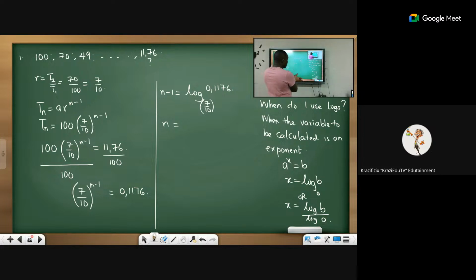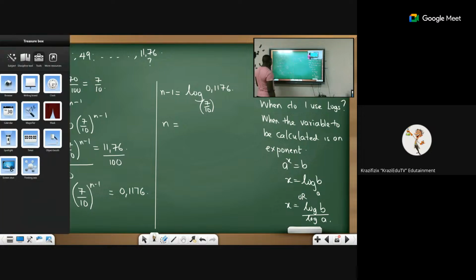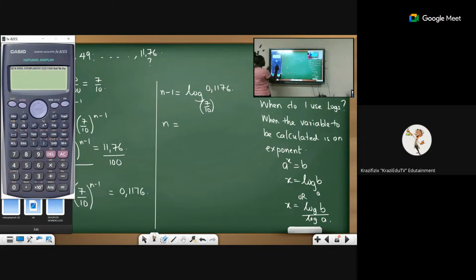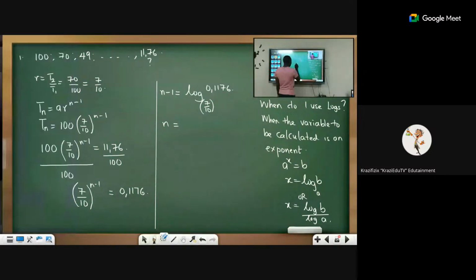I could also use my exponent, all right? So what do we have? Log of 0.7, and 0.1176. Okay, beautiful. N minus 1 equals 6. Thank you, Nuran. Beautiful. Well done. N equals 7.